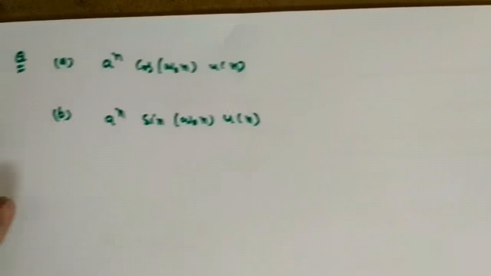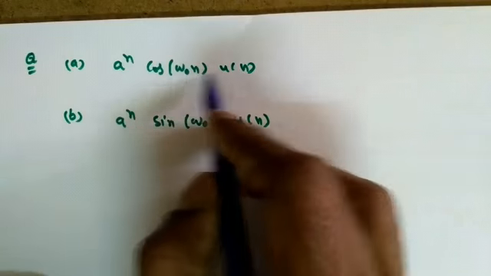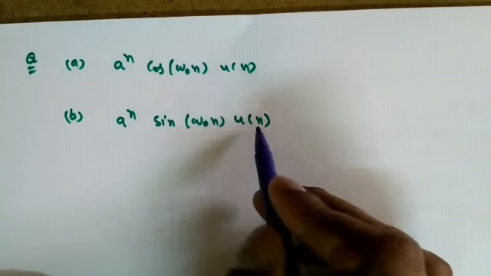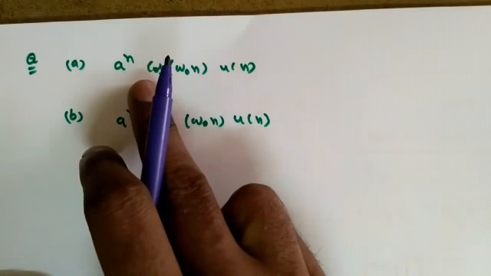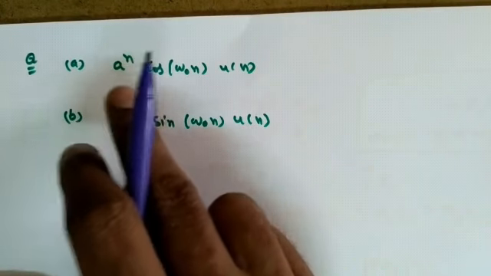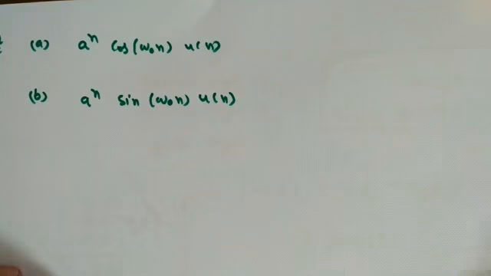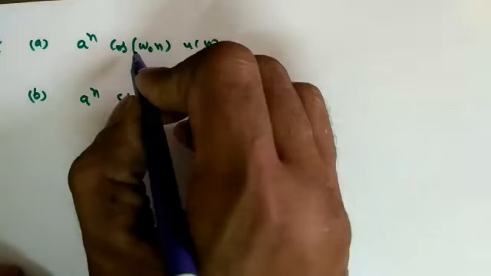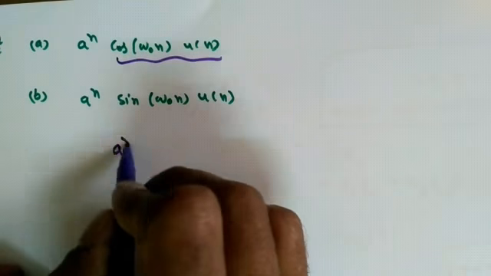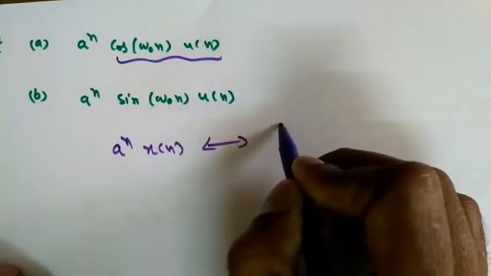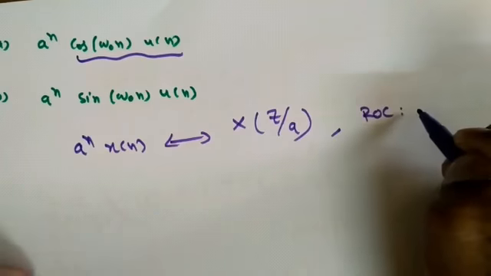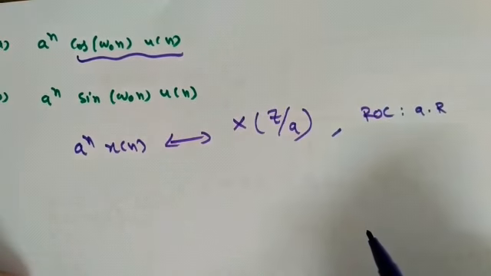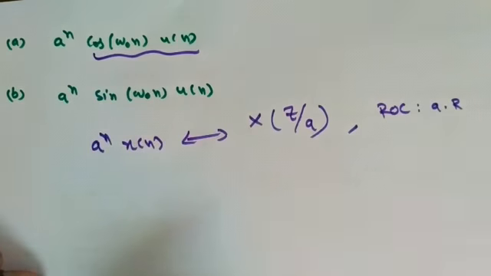Now there are two more problems using this: a power n cos omega naught n into u of n, and a power n sine omega naught n into u of n. Here we need one more property, the scaling property, that is a power n. I'll give you the assignment something like this. Now it will become a power n x of n. So what is the z transform? x of z by a, and the ROC will become a into r. So I will do one, you do the next one.